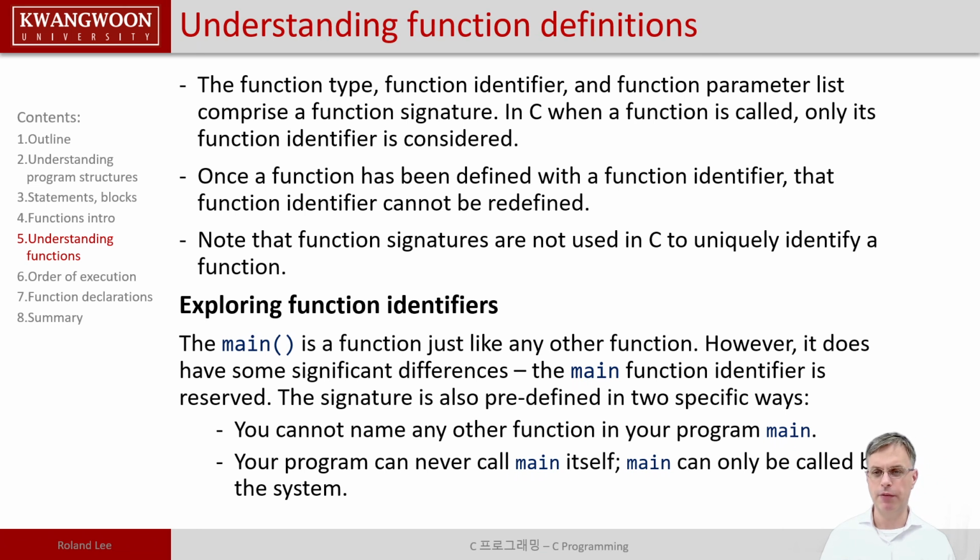As for the next, exploring function identifier. So main is a function just like any other function. However, it does have some significant differences. The main function identifier is reserved. The signature for it is also predefined in two specific ways. So you cannot name any function in your program as main, and you can never call main itself. Main can only be called by the system.